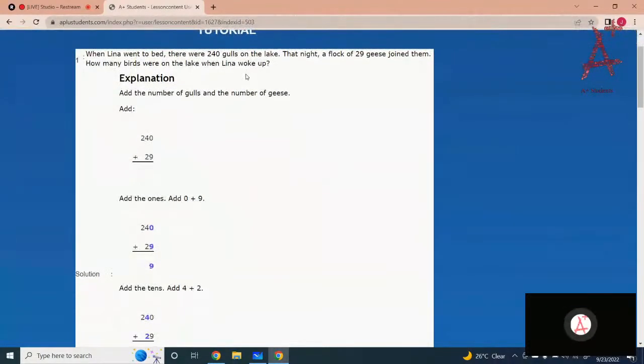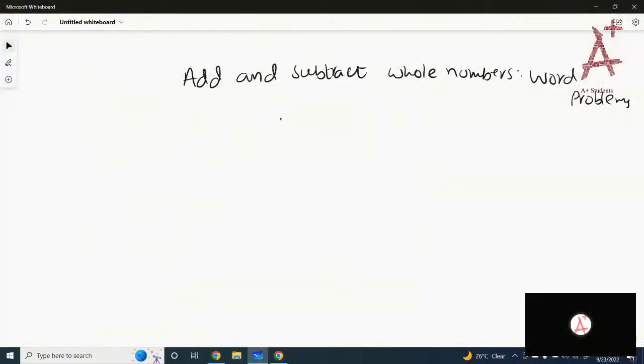So the question is, when Lena went to bed, there were 400 gulls on the lake. That night, a flock of 29 geese joined them. How many birds were on the lake when Lena woke up? So basically, you have two numbers, you have to add them. They are 240 and 29. Got it? So let's add them. 240 and 29. You have to add them.